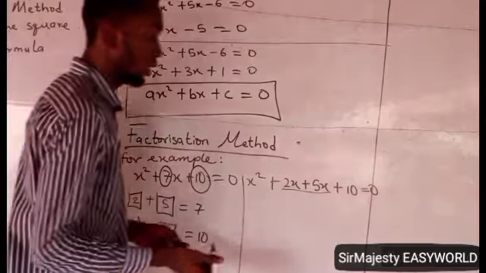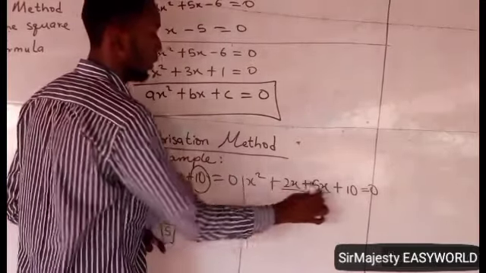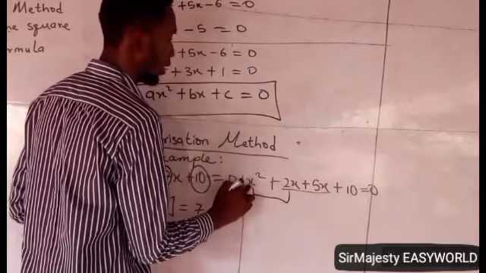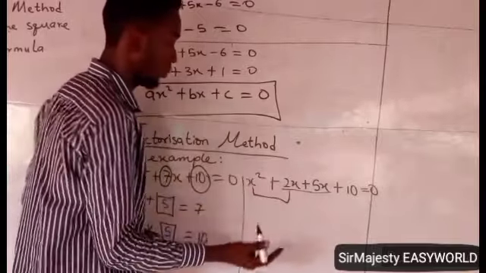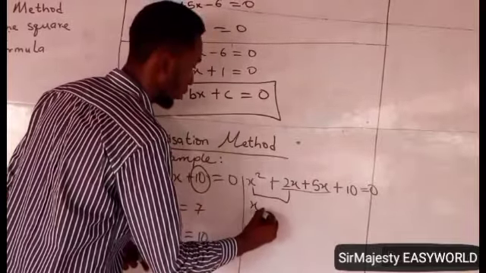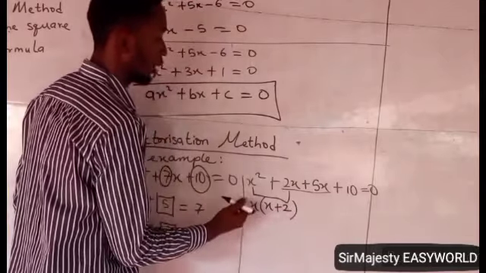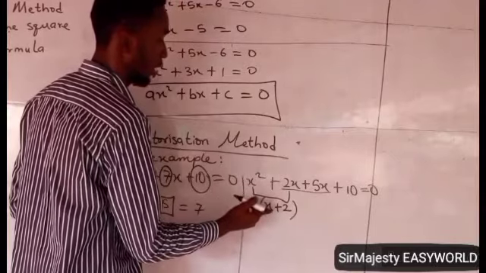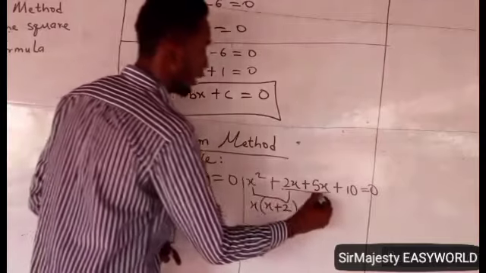So now we do the factorization. We group these two together and factorize them, and group these two together to factorize them. So now we have x squared plus 2x. What do x squared and 2x have in common? It is x. So we bring out x, open bracket, x plus 2. And you can see that when you open this bracket, you get x squared plus 2x, because x times x gives you x squared, and x times 2 gives you 2x.